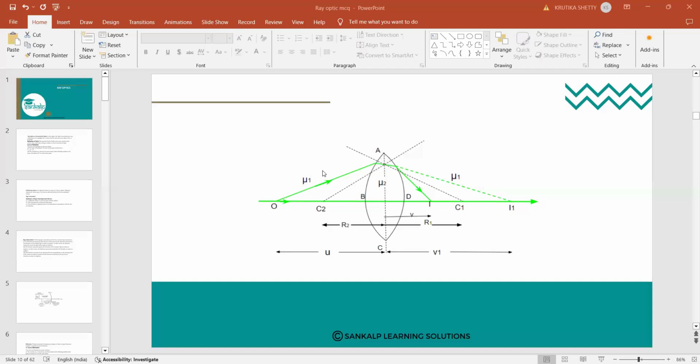So today we are going to discuss the lens maker's formula. Hope you are able to see the screen. To derive the lens maker's formula, here we have the figure. You can start copying the figure. I'll explain what all we consider here.